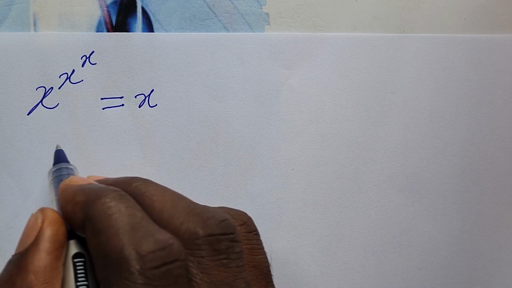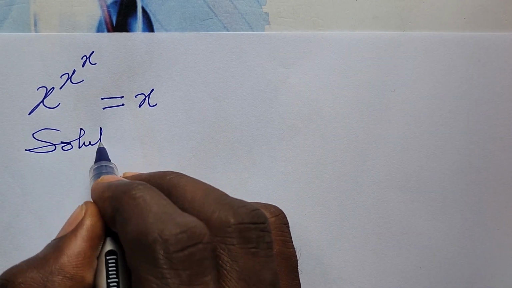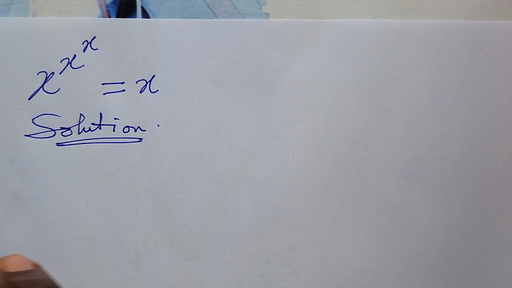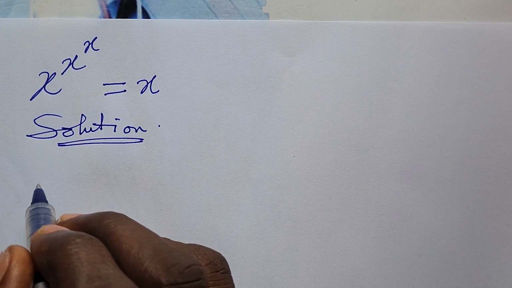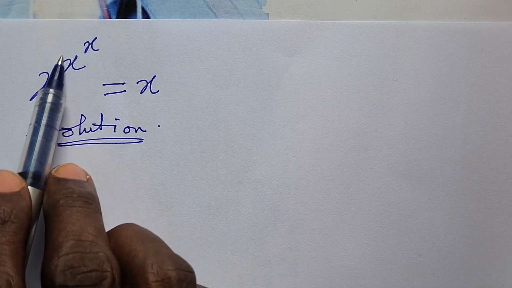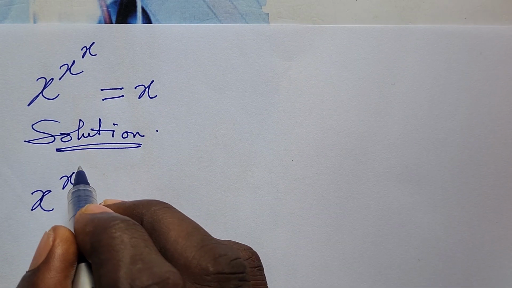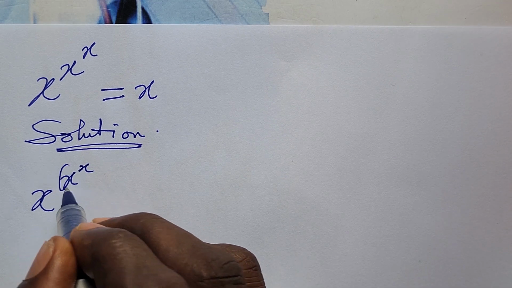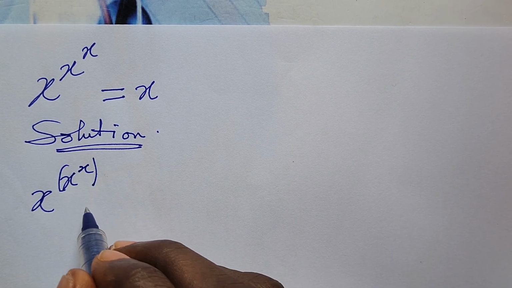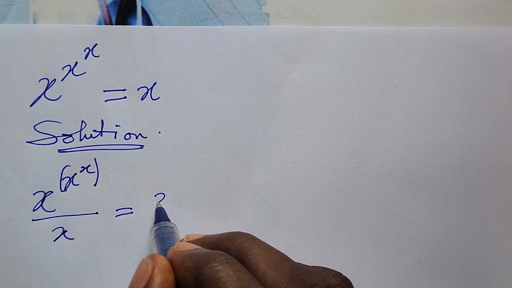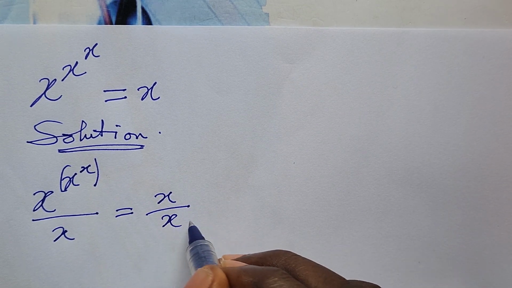x. So first let's take our solution without much introduction. When we divide both sides by x, this is going to give us here our x. Everything we have here now is the exponent. So this is going to give us x to the power of x, then in bracket, then all over x here. This is equal to x all over x.